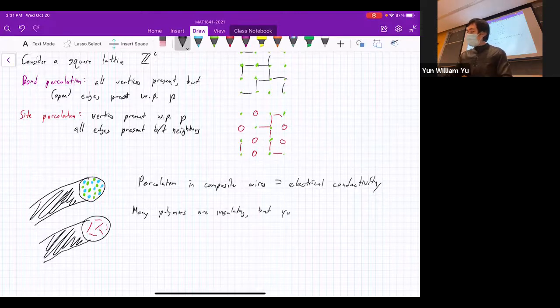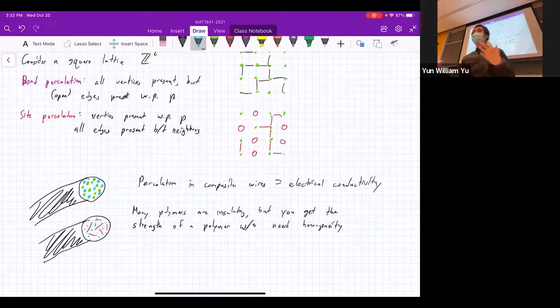But you can make your wire a lot stronger against bending or breaking, and you can get the strength of the polymer without needing it to all be that polymer, without needing it to be homogeneous. So then we can dope it with a conductive filler. So maybe we put in a bunch of iron in between the polymer strands.